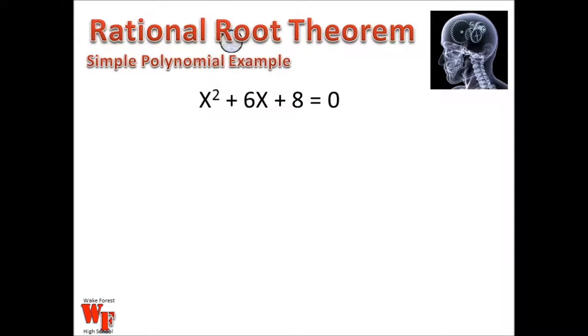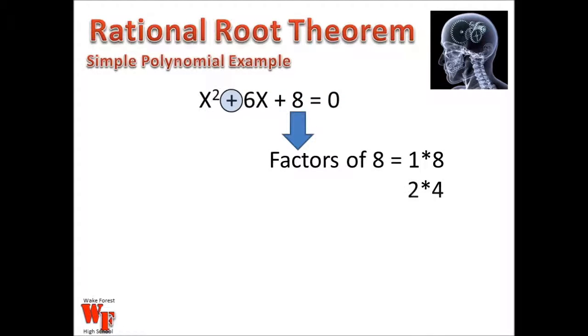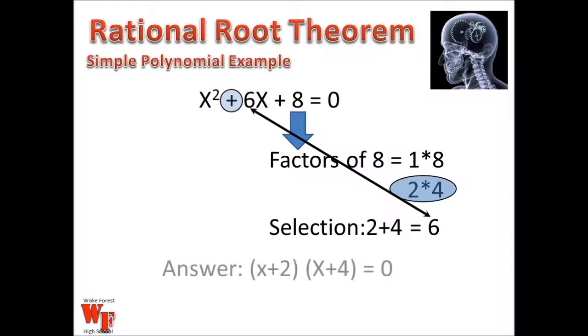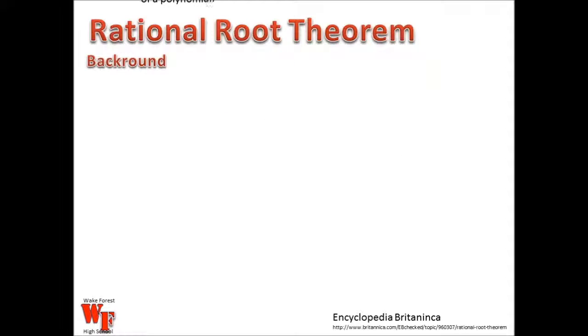Here we have an example of a simple polynomial equation. We know that the factors of 8 are 1 and 8 and 2 and 4, and we know that they must equal 6, so we must use 2 and 4. Therefore, x would equal -2 or -4.